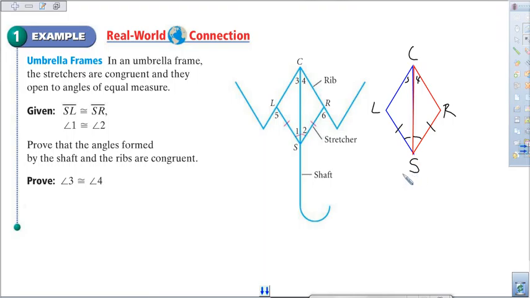Okay. So by what we just said, we're going to work on checking these to see if we can show that our triangles are congruent. If our triangles are congruent, we'll be able to say all the other parts are congruent. So let's get started.